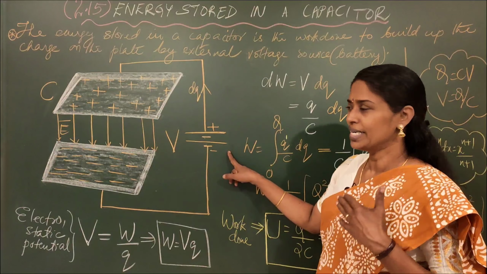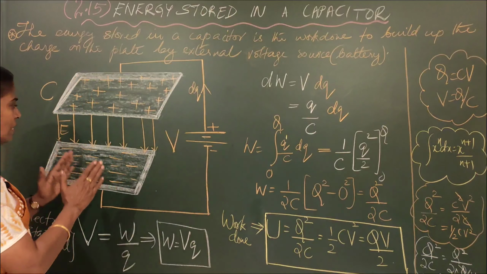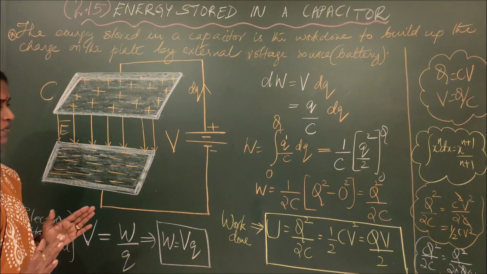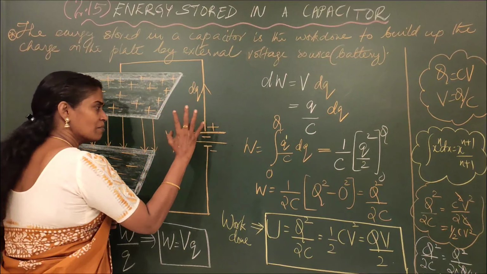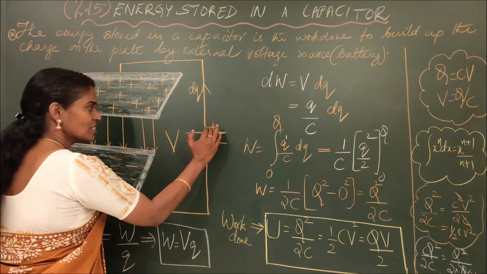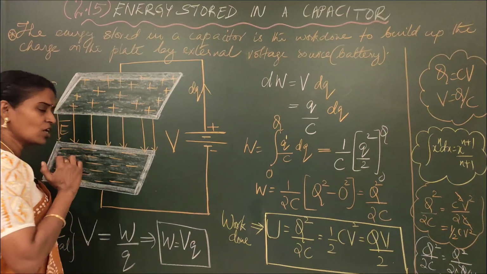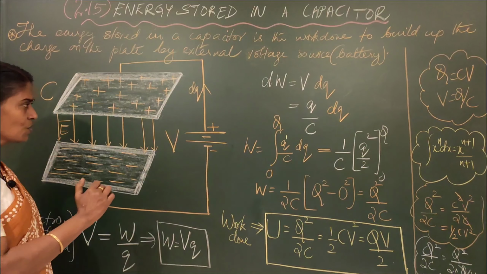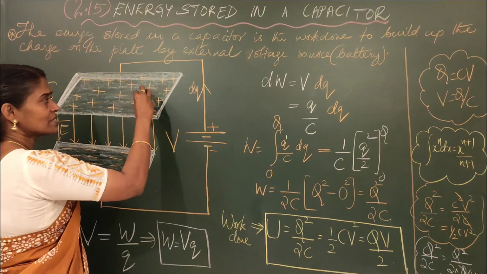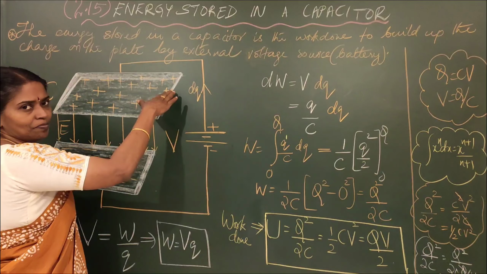How? Let us see. So initially, look at the figure. Imagine the two plates don't have any charge initially. Now, once the battery is connected, what happens? The positive of the cell is connected to the upper plate, negative is connected to the lower plate. So, as the positive is connected to the upper plate, what happens? Slowly charges start dumping on the upper plate.